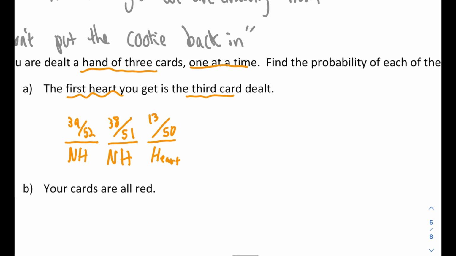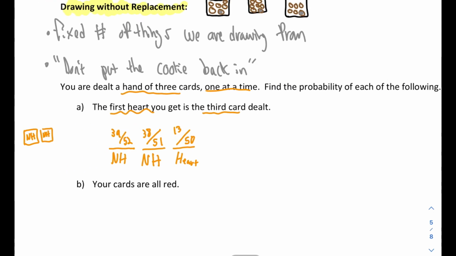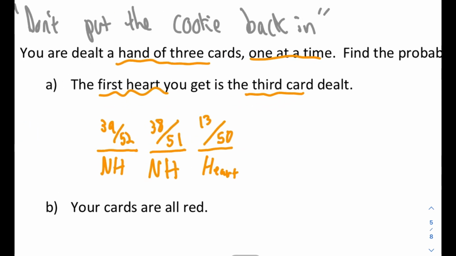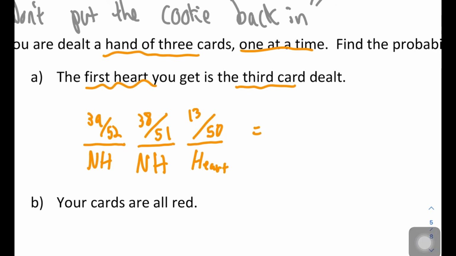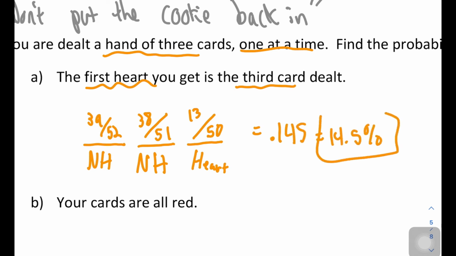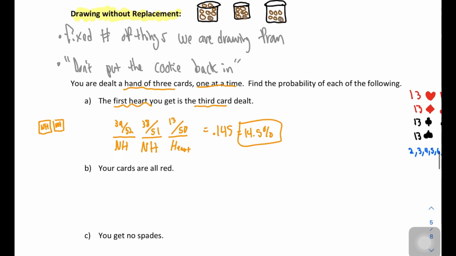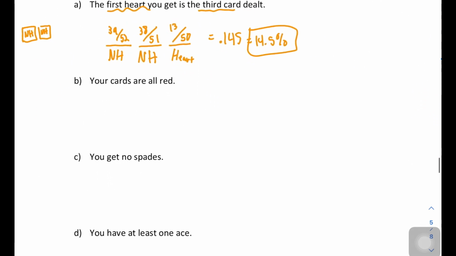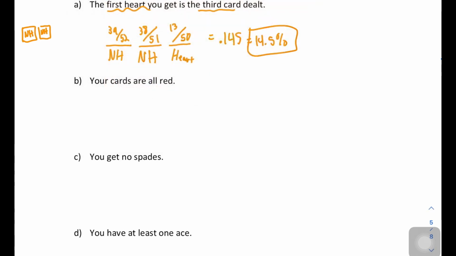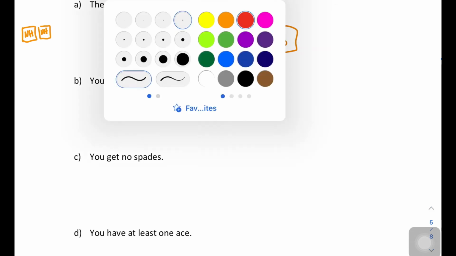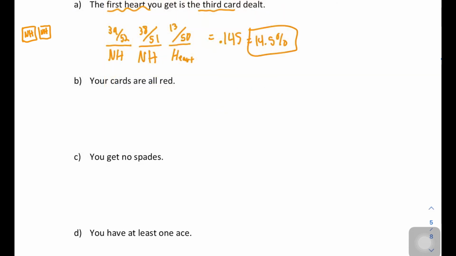Alright, so that's the hard part there, is recognizing that with these drawing without replacement problems, your probabilities change each time. And then this is just straight up multiplication. You get 0.145 or 14.5%. Alright, if you feel like you can try some of these on your own, go ahead and pause the video or fast forward the video and try these on your own, and then check your answers.